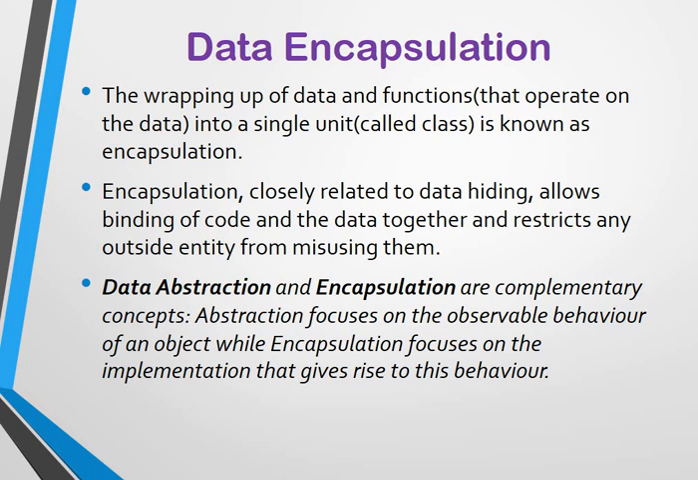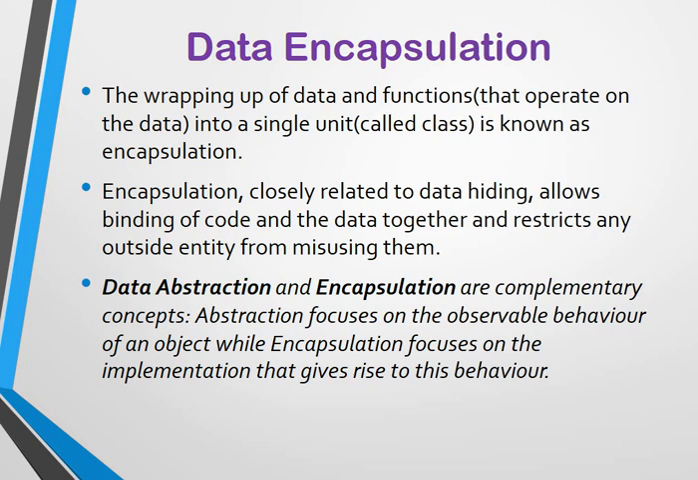So encapsulation, which is closely related to data hiding, allows the binding of code and data together and restricts any outside entity from misusing them. Now we have learned two terms so far: data abstraction and encapsulation. Classes use the concept of data abstraction. They are known as abstract data types or simply ADT, because they can be used to create objects of their own type.